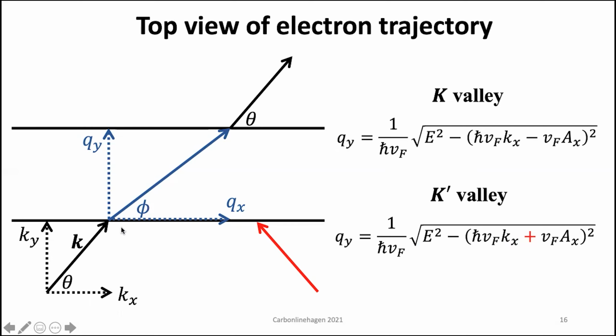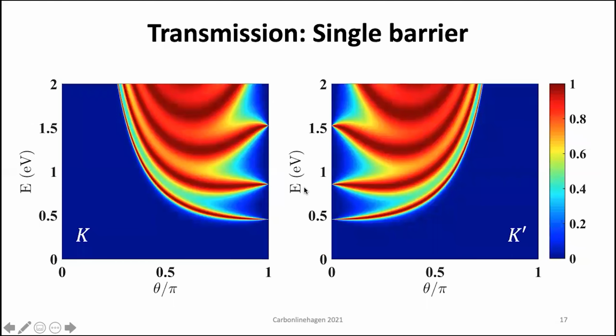And inside the barrier, my momenta will be modified following these two relations. Again, as emphasized, the change in sign in A is due to the fact that the strain produces a gauge field that changes sign. So I calculate transmission as I do in quantum mechanics. I calculate the transmission and the reflection coefficients, and I plot here the transmission for states with energy E and different incident angle theta for the problem of the single barrier.